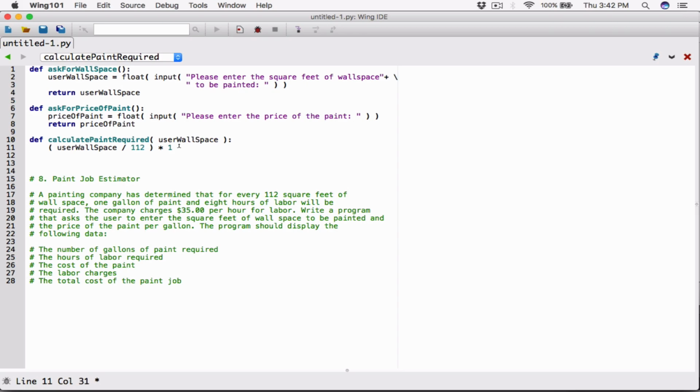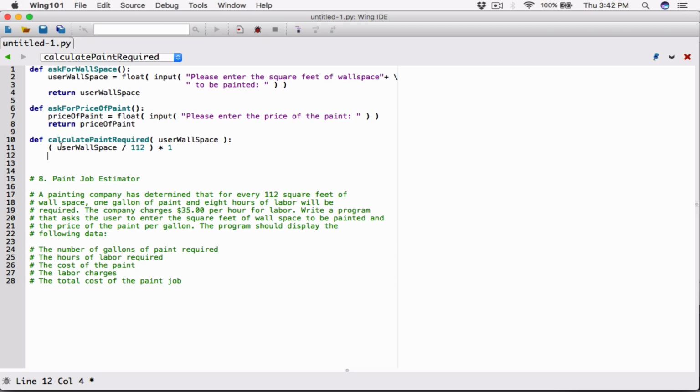So just in case you had this weird calculation that you had no idea how to solve, you have to type in the full thing. So let's just type in the full thing, although we don't have to, because every number multiplied by 1 is the same number, right? Let's just leave it here. So we realize that it's going to be the user wall space divided by 112 times 1 that is going to give us the paint required.